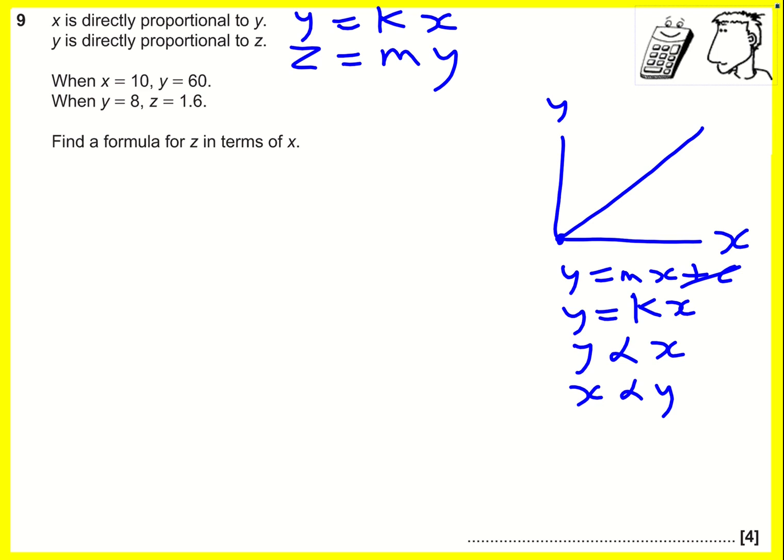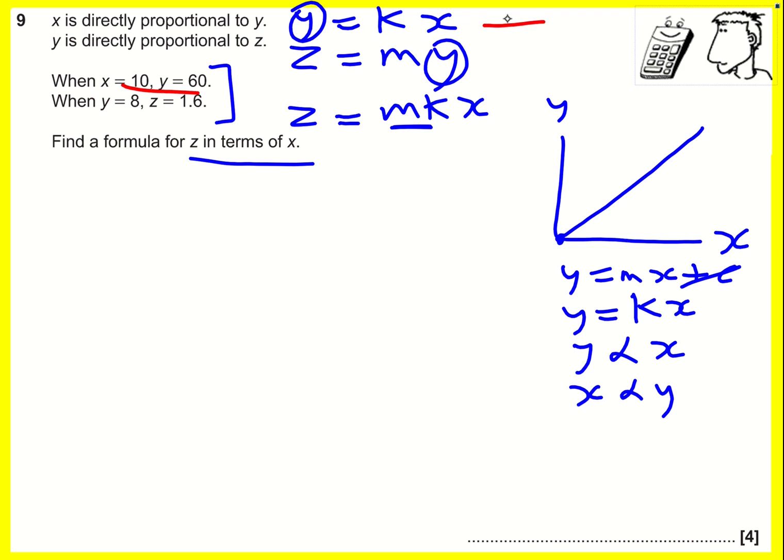So the main thing now is that because this y is the same as this y, I can simply write that z is equal to mkx. And I've got a formula for z in terms of x. I just need to now work out what m and k are, and I can do that because I've got these two conditions here. So if I substitute them in, I can substitute this into here.